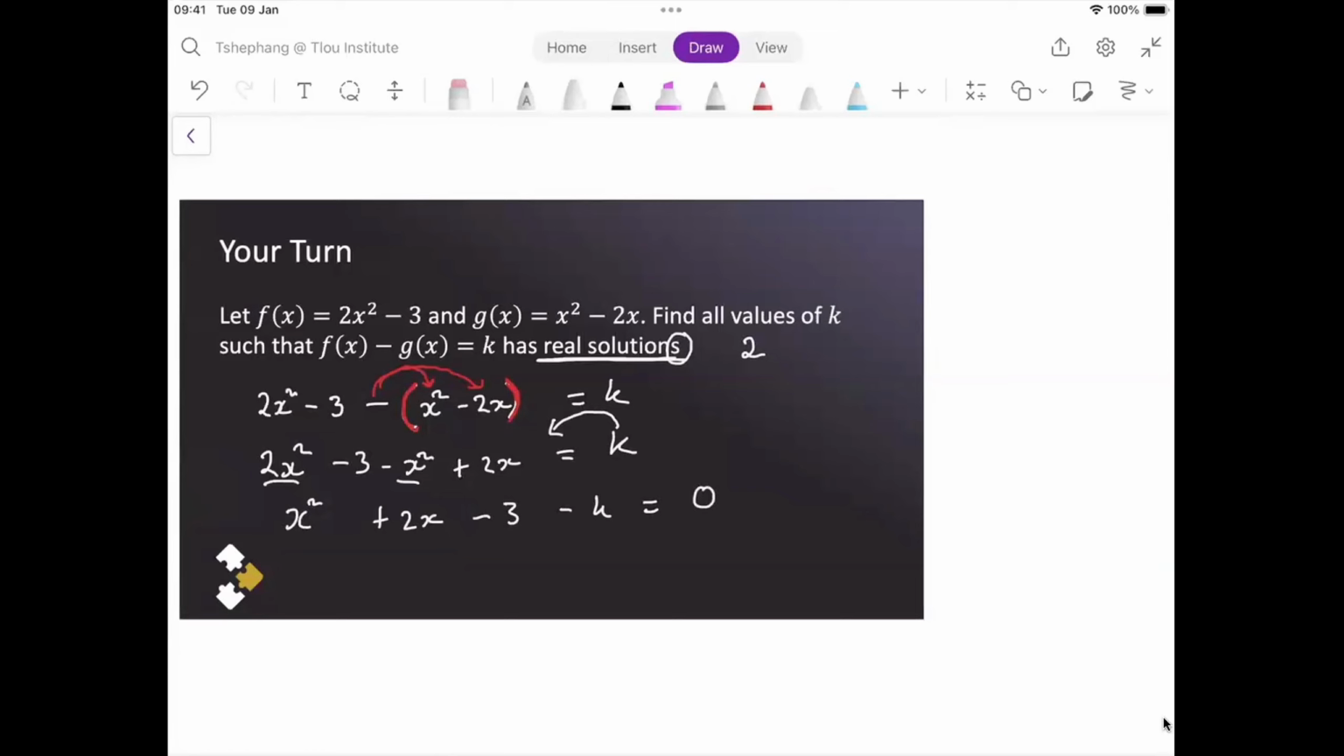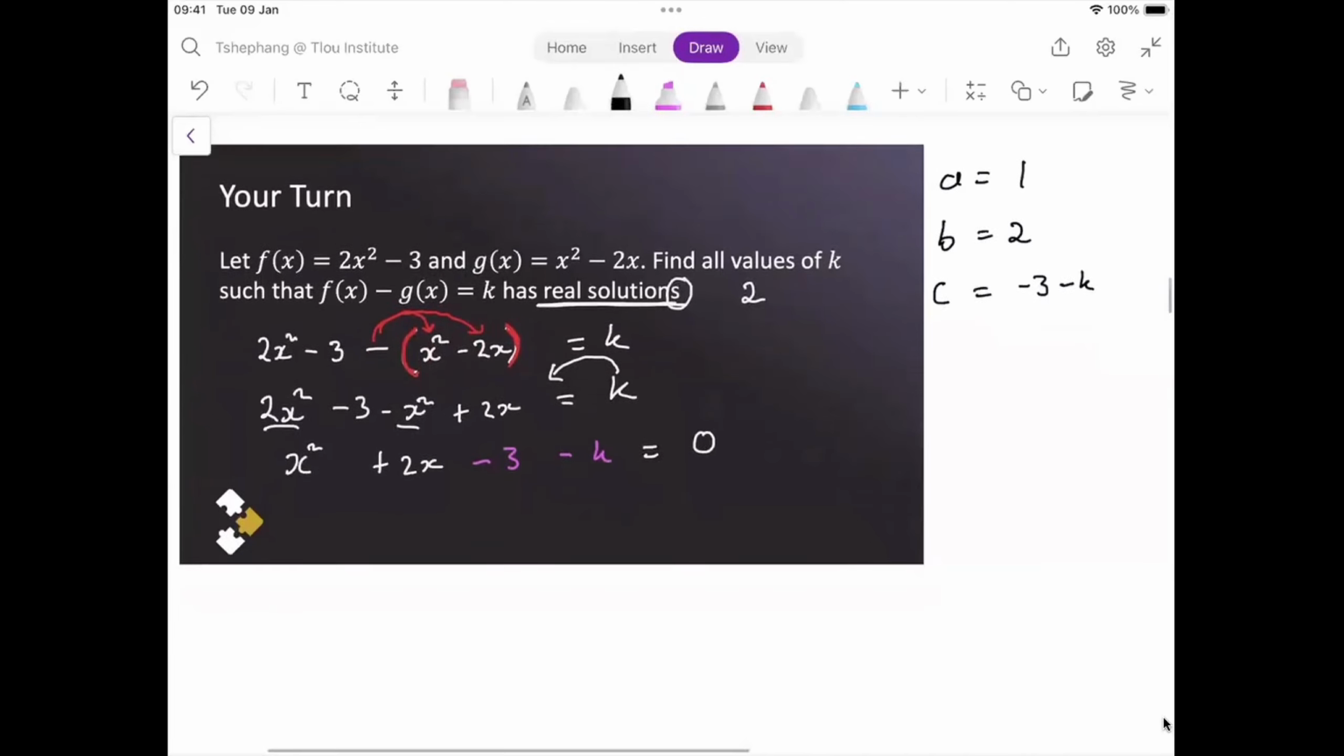Now, I want to point out something. A is equal to 1 in this equation. B is equal to 2. What is C equal to? C is equal to negative 3 minus k. So this whole thing here is your C value, not just the negative 3. Hope everyone is with me there. The C is minus 3 minus k.